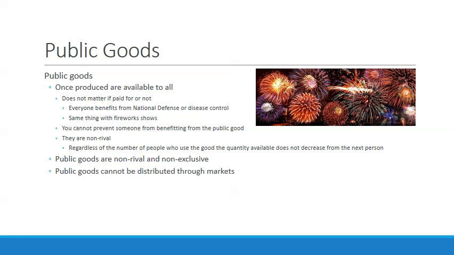They cannot be distributed through markets either, because the buyer isn't defined. The simple fact that you can have something without paying for it eliminates the ability of someone to actually sell that within a market. So you do not have to pay to consume. So when you think about public goods, they're non-rival, they're non-exclusive, you don't have to pay to consume, and everyone has access to them.